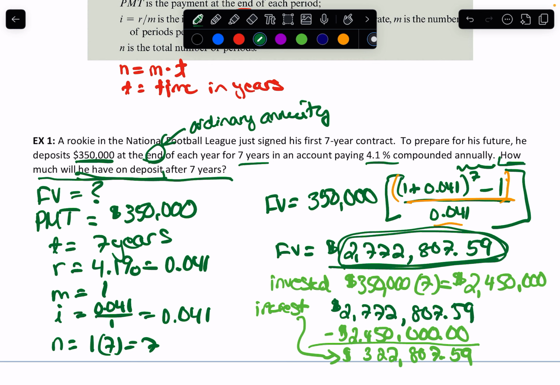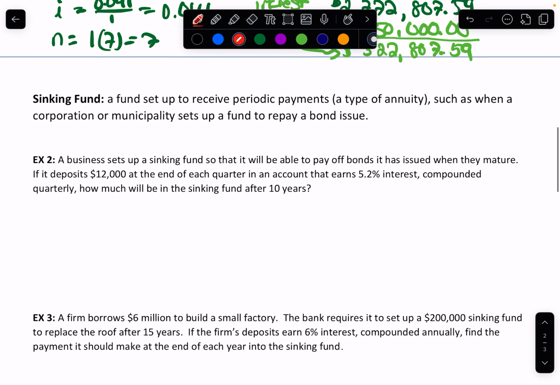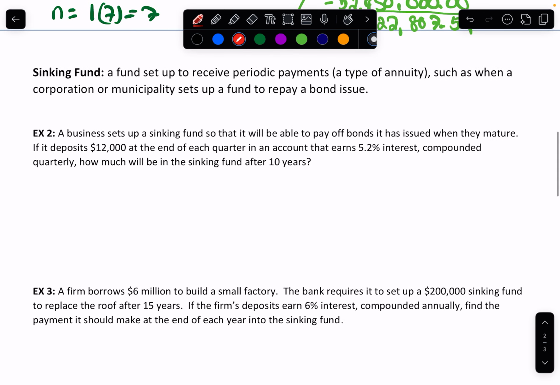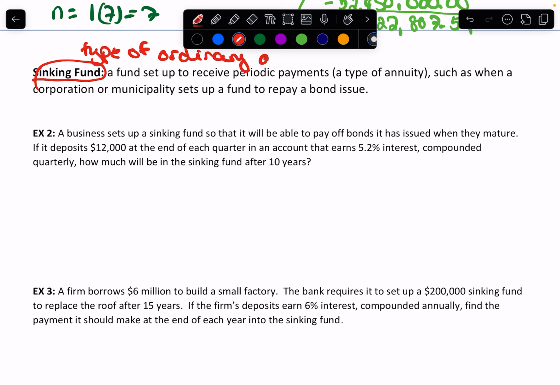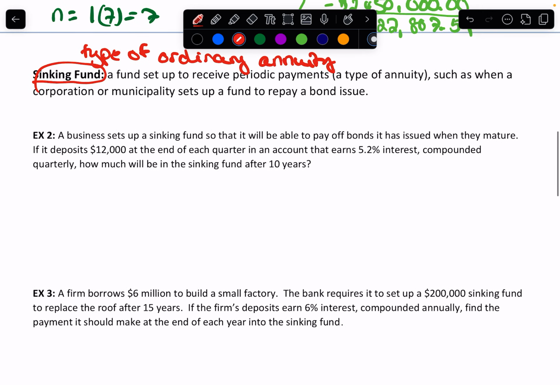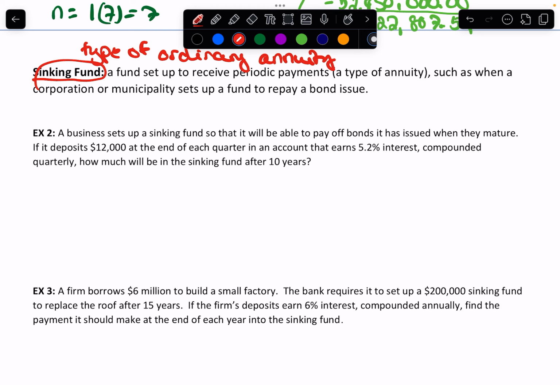Okay, let's look at the next one, which is a sinking fund. A sinking fund is again a type of ordinary annuity. It's a fund set up to receive periodic payments, such as when a corporation or municipality sets up a fund to repay a bond issue.